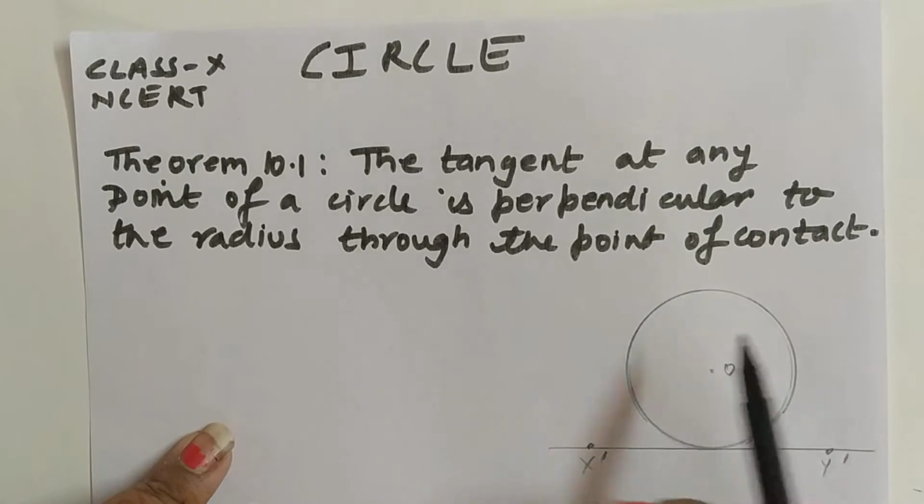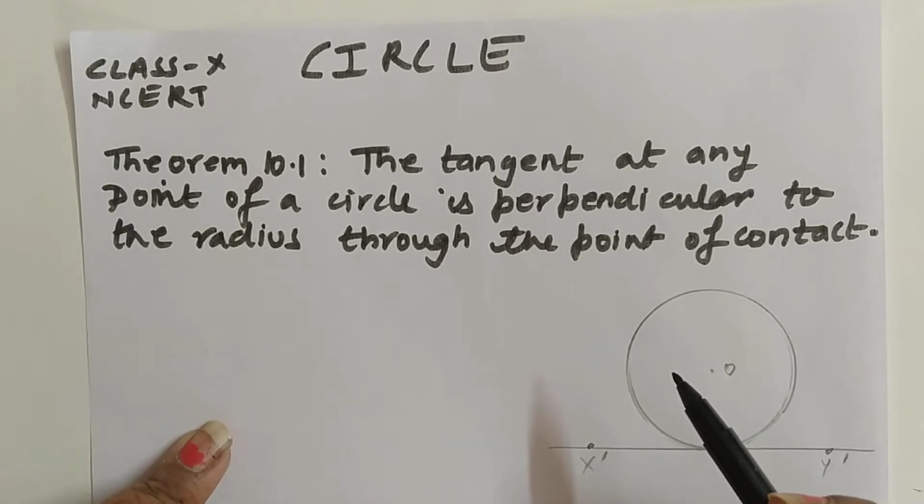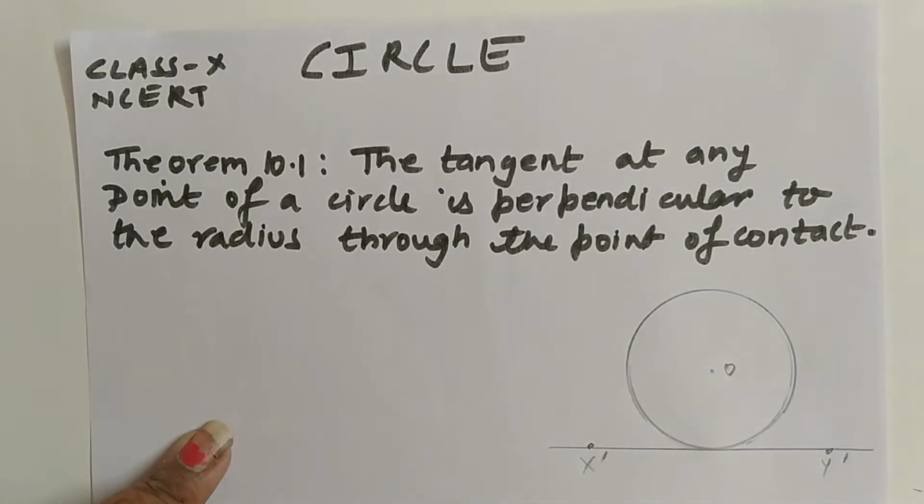There is a higher probability of these two theorems coming, because now we have only four theorems left in the complete syllabus, that is two of the triangles and two of the circle. So that makes these two theorems very important.